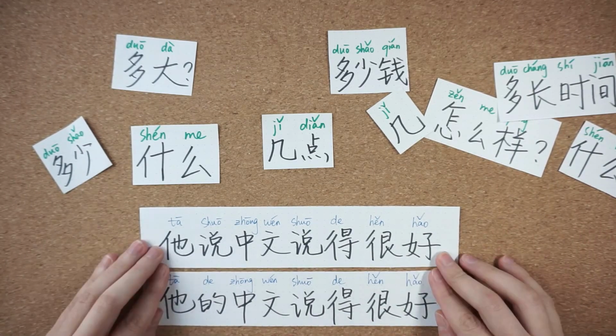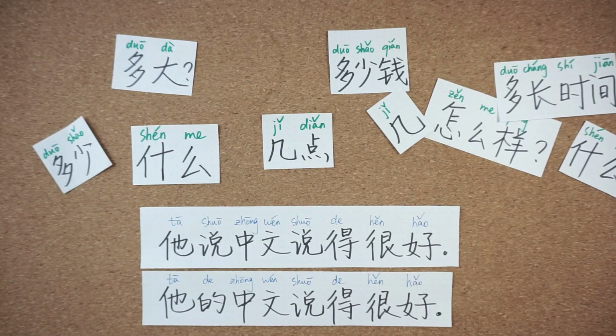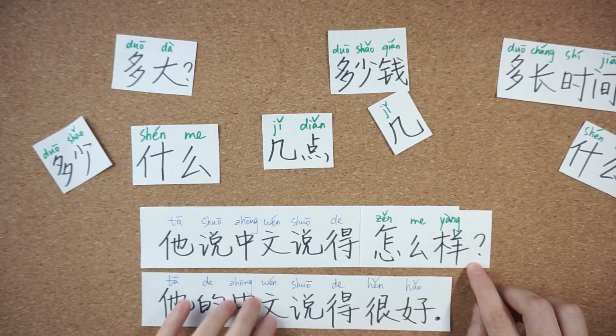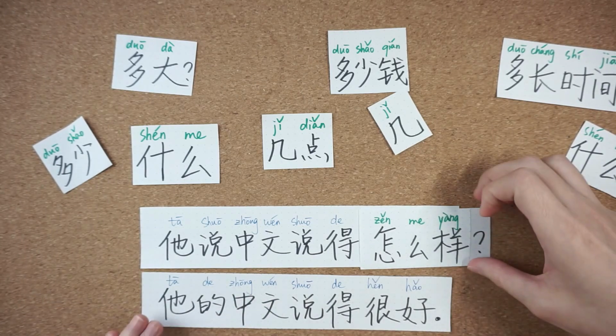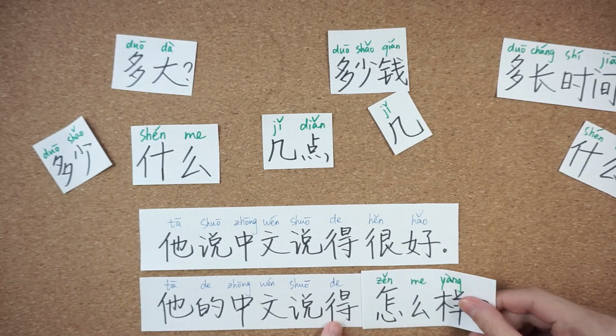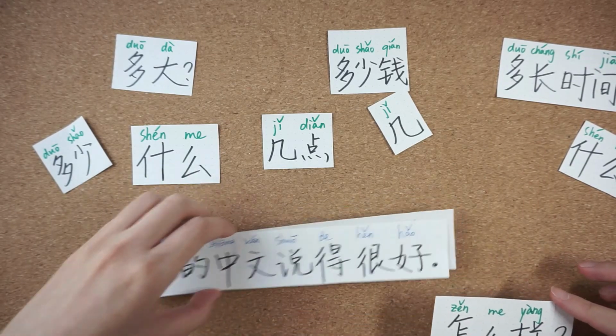The information I want to ask about is how. Replace 很好 with 怎么样. So simply it becomes 他说中文说得怎么样. Using this sentence structure, it becomes 他的中文说得怎么样. Easy, right? Okay, let's take a look at another example using 怎么样.